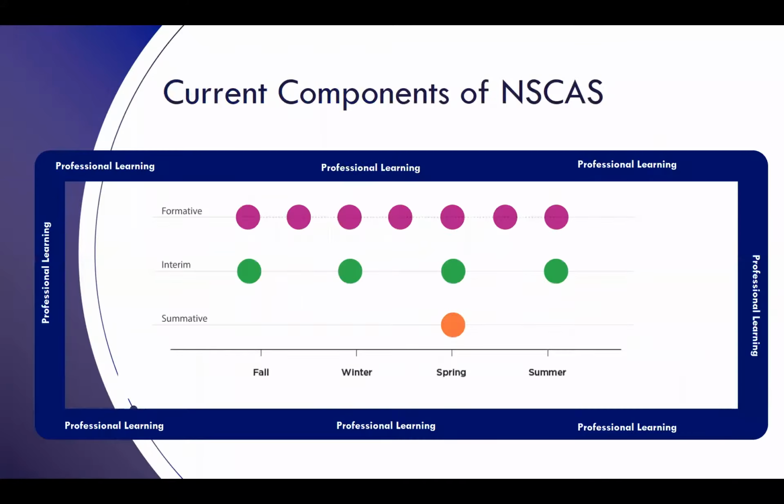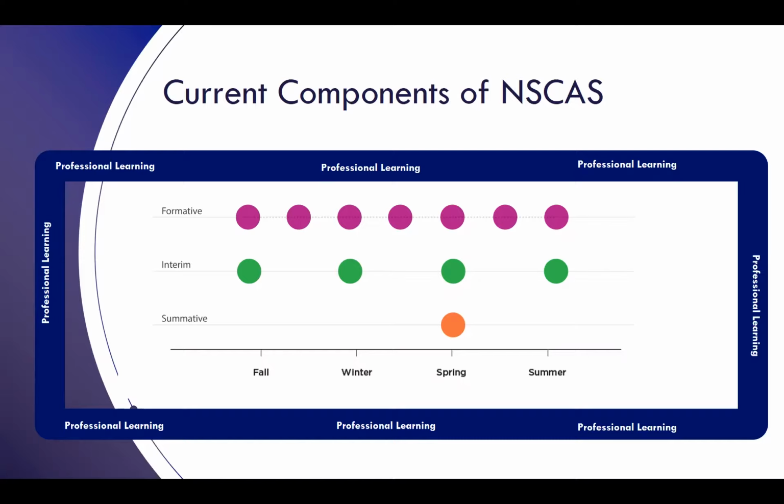And what we created, the current components of NSCAS, if you look at this, we tried to create supports of a balanced assessment system, right? So one thing that I'll mention about balanced assessment systems is that the Department of Education cannot create a balanced assessment system. Districts have to do that. But what we can do at the department is try to create supports that districts can use in the creation of a balanced assessment system.